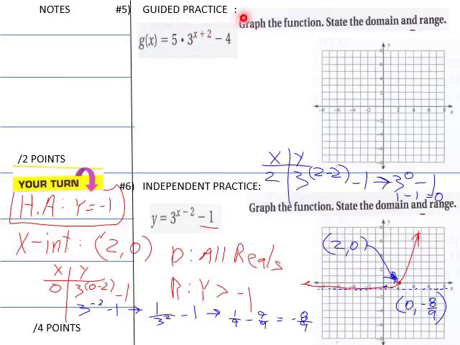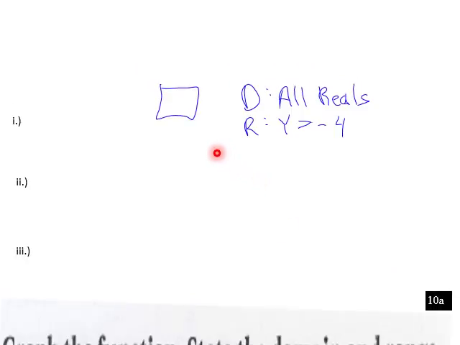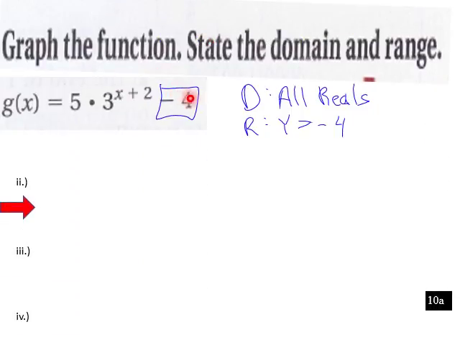Okay, into our guided practice, graph functions, state domain and range. We're going to do this one here. Students, this is your independent practice down here. I got some smartboard notes here. Look when you can.